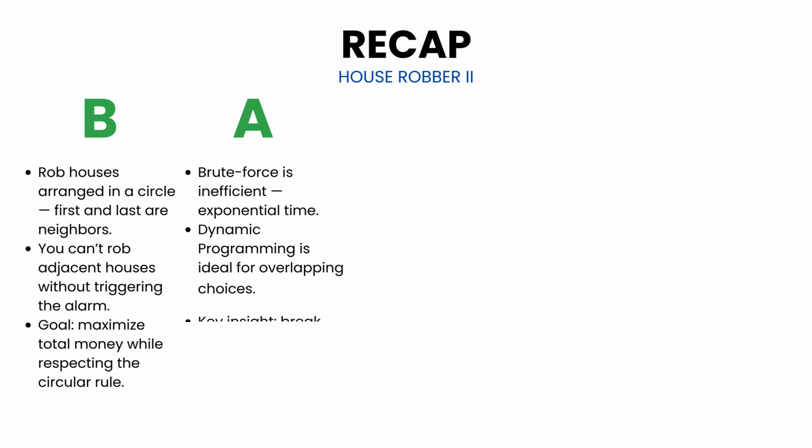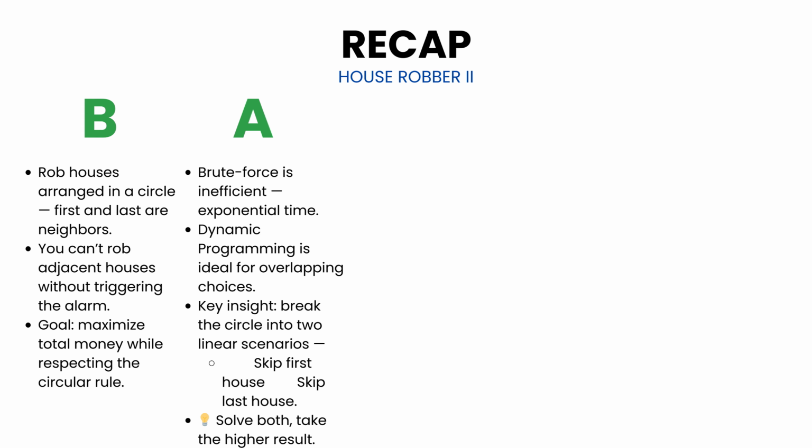Assess recap. We compared our options. The brute force approach would fail quickly with exponential time. Instead, we leaned on dynamic programming, but with a twist. Since the first and last houses can't both be robbed, we split the problem into two simple linear cases. One, exclude the first house. Two, exclude the last house. Then we solve each one just like the regular house robber problem and take the higher result.